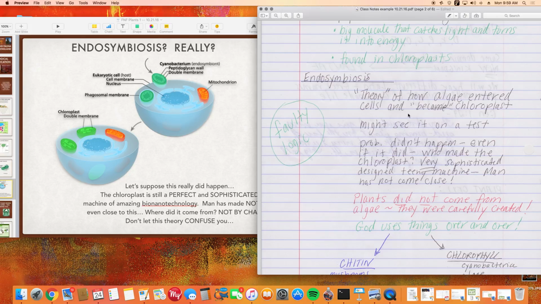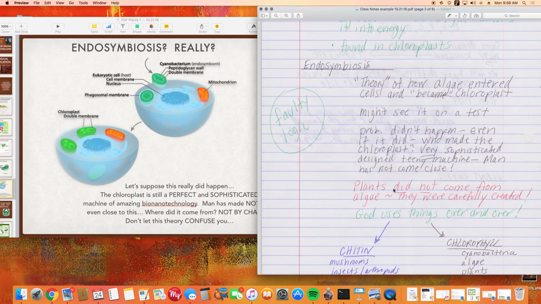Okay, so here's my notes. Here's what my notes look like. Okay, so you may not have exactly notes like this, but you're going to want to have some comments. You definitely want to have it because you might see it on a test. Okay, hate to say it, but you might see it on a test. So I don't want it to be foreign to you. But basically, who made the chloroplast? It's very sophisticated. And then here's my rebuttal.